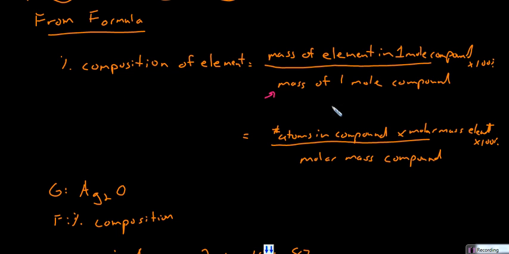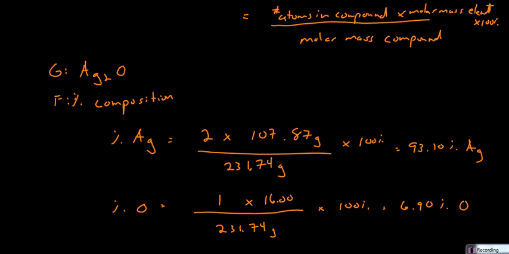Now, it's oftentimes easier to consider the number of atoms of the element within one of those compounds times the molar mass of that element I discussed, and then divide by the molar mass of the compound, multiply it by 100%. And so, say you were to try to find the percent composition of silver and oxygen within silver oxide, knowing now that silver oxide is actually Ag2O.